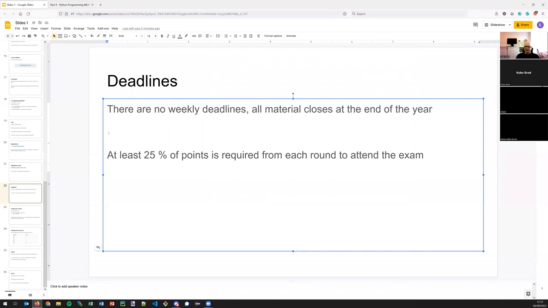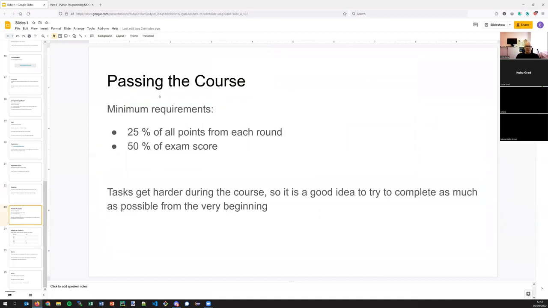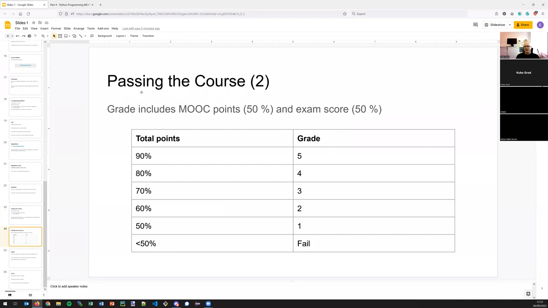So at least in the beginning, try to complete as many exercises each week as possible. To pass the course, you need at least 25% of all points from each round or part, and then you need to get at least 15% of the final exam score.